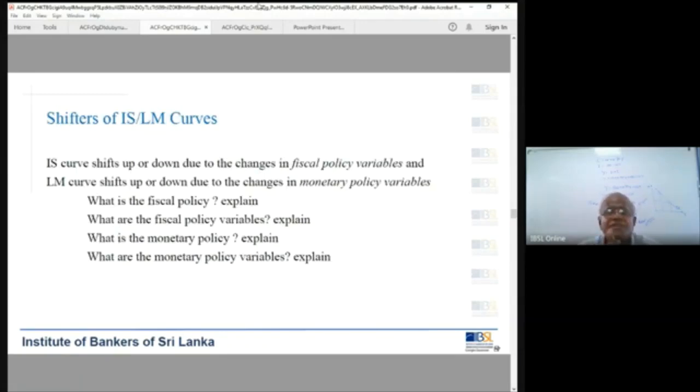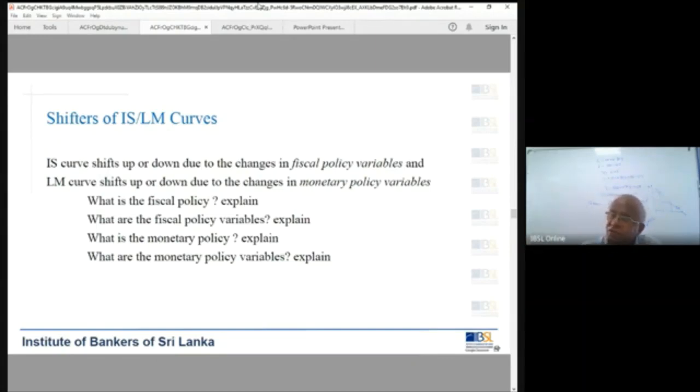Right. Shifters of the IS-LM curves. Now remember the demand curve and supply curve. The demand curve shifts when the number of consumers increases. When the number of consumers decreases, the demand curve shifts. Right? If the wage rate, cost of production decreases, supply increases. Cost of production increases, supply decreases. Shifters of demand and supply curve.